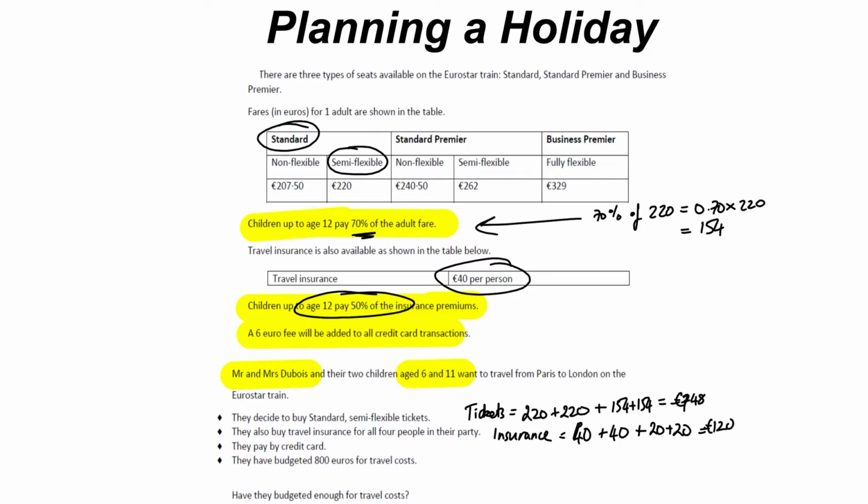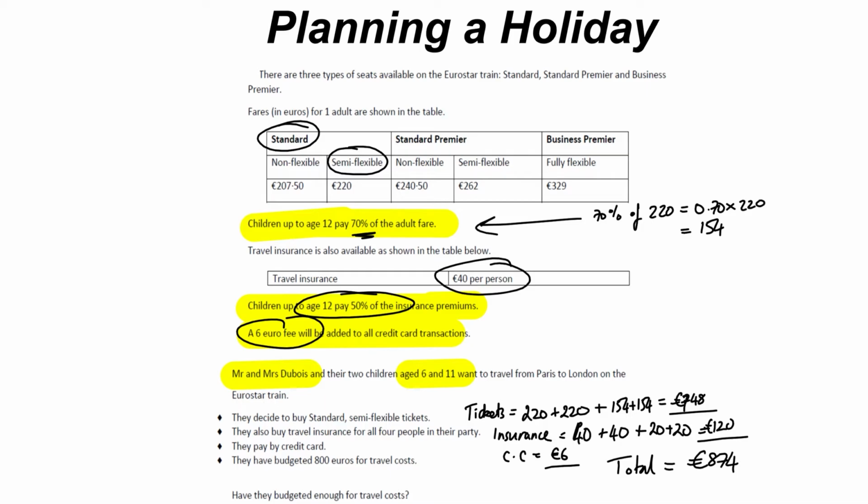Okay, now they pay by credit card. So for credit card, we get a €6 fee. Okay, and they have budgeted €800 for their travel costs. So what we want to do is find the total of all these prices added together. So that's the 748 plus the 120 plus the €6, and that's €874. So total there, adding this, and this together, would equal €874.